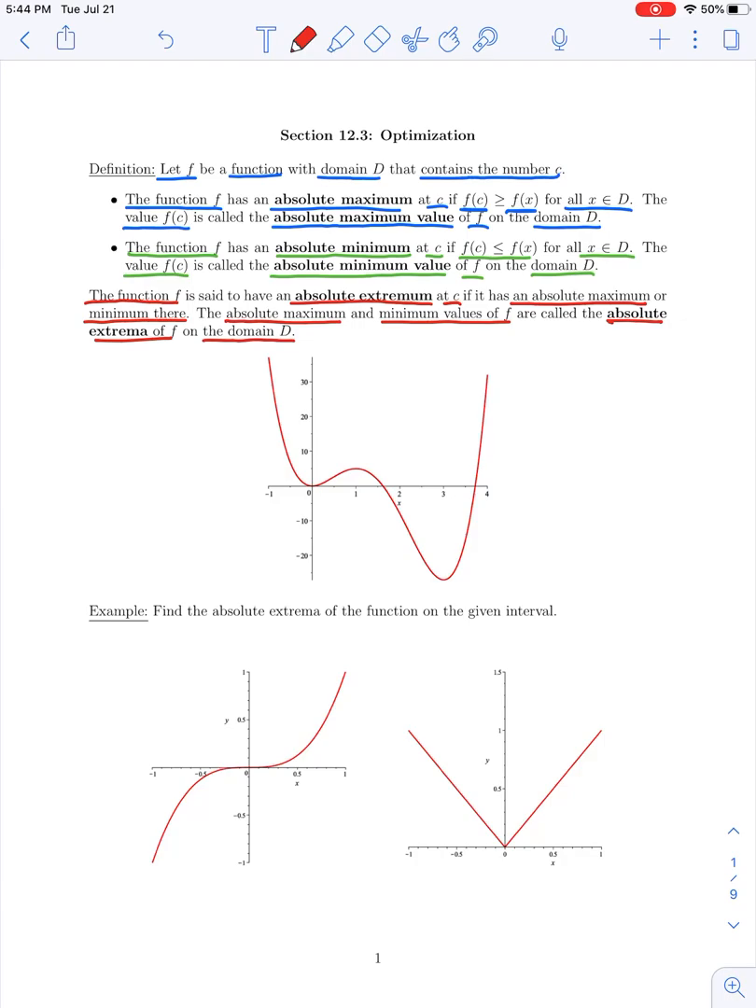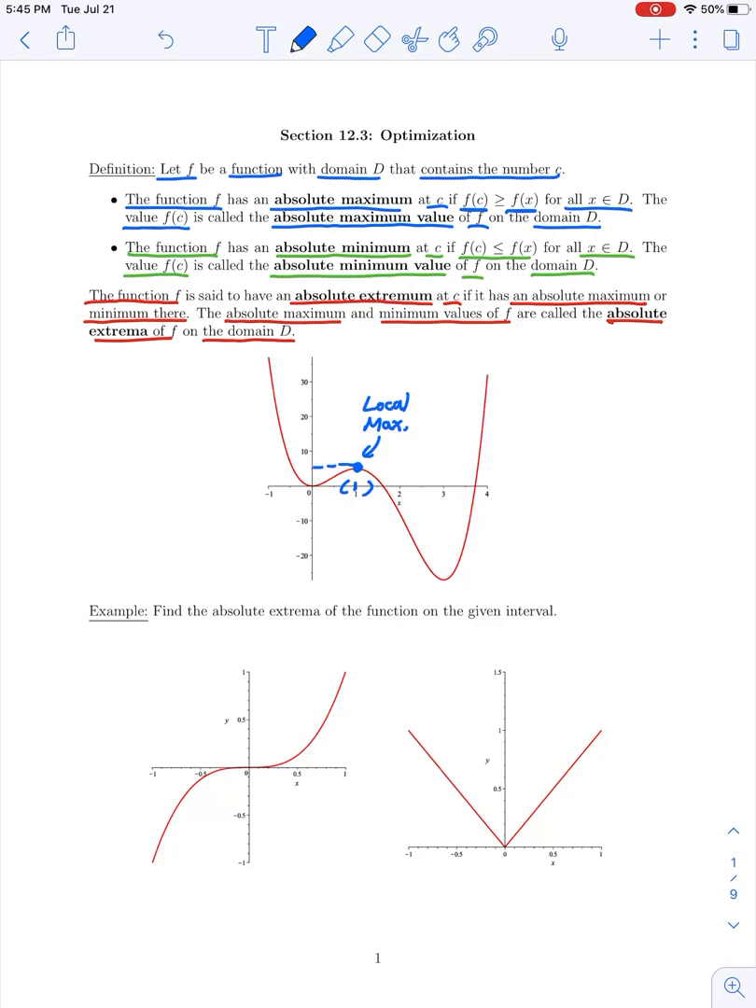So to illustrate an absolute maximum or minimum and see how those values may differ from local maximum or minimum values, let's consider the graph shown below. So this is the same graph that we were looking at earlier in chapter 12 when we talked about local extrema. And we mentioned that at x equals 1, if we were to look at just values of x in a small interval around 1, it looks like the largest value of our function within that interval occurs at 1. So we would say our function has a local maximum at x equals 1, and the corresponding value would be our local maximum value of the function.